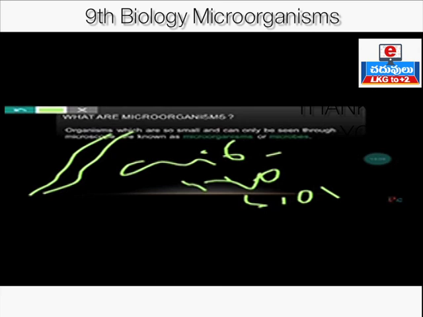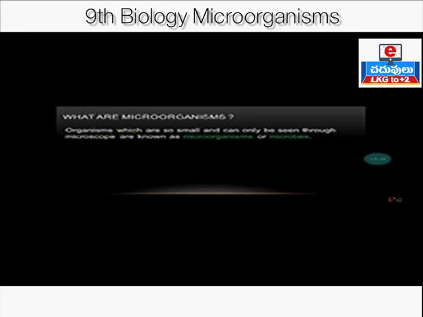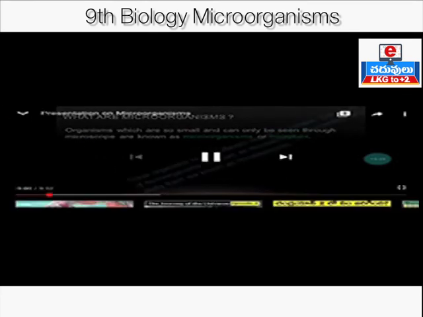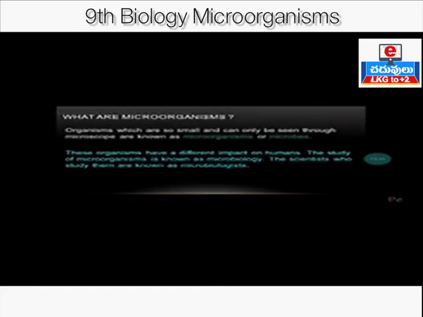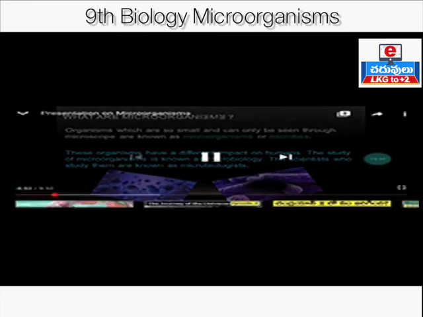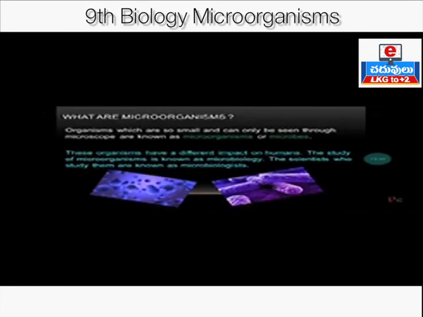These microorganisms can be seen only with the use of a microscope. The single lens microscope was discovered by Robert Hooke, and different types of microscopes have been discovered since. After the microscope was discovered, Anthony van Leeuwenhoek first observed these microorganisms. That's why he is the father of microbiology. He was a Dutch scientist.